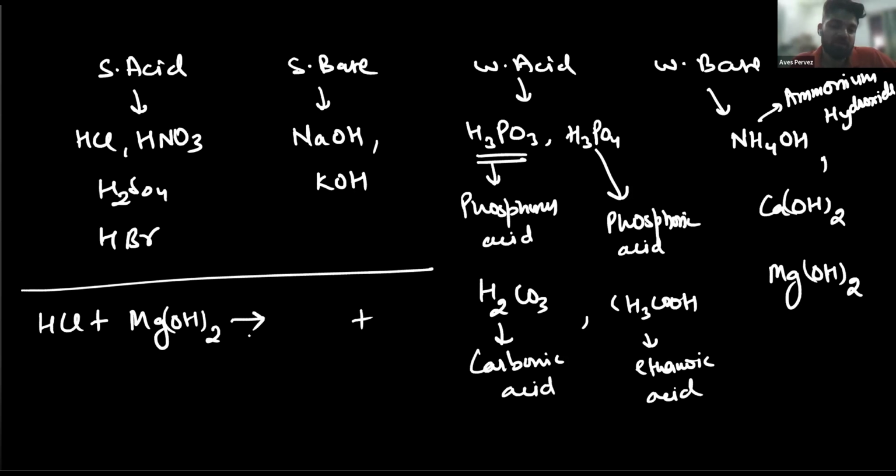What is the product formed? You know this is acid, this is base, so water will be formed. What is the salt formed? Name the salt. MgCl2, because magnesium chloride. Mg has 2 valency and chloride has 1, so they cross multiply each other. Tejasvi, you understood? Yes, sir.